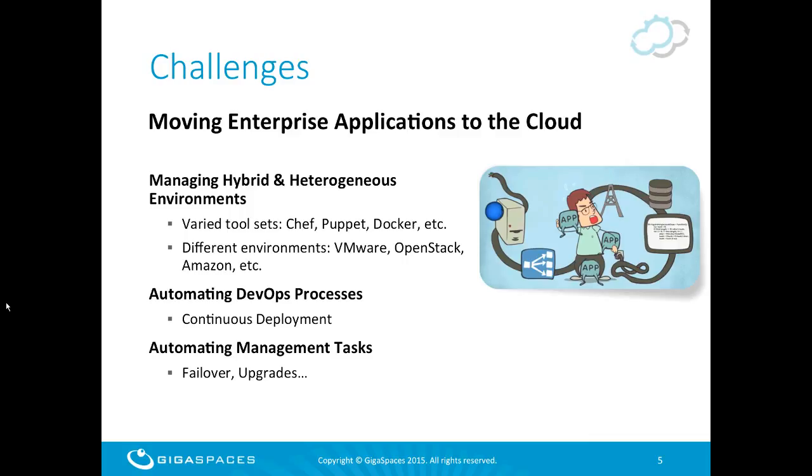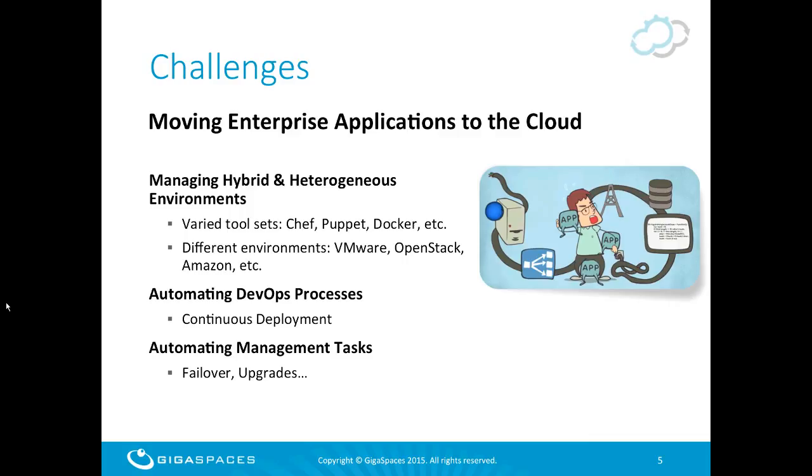The other challenge is that we don't just want to move those applications into the cloud. We want to move to the cloud because we want agility. The way to implement agility is through DevOps processes, which basically automate the entire cycle, the entire process from development to production.